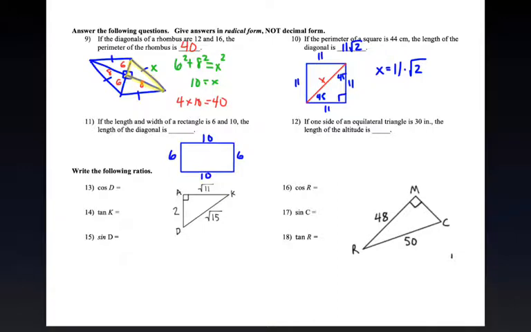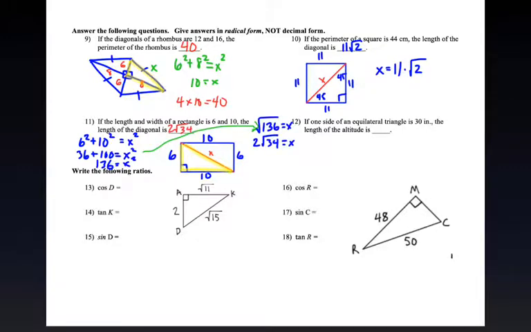The length and width of a rectangle are 6 and 10. Then the length of the diagonal is x. Hopefully you see the right triangle here. X is the hypotenuse. 6 squared plus 10 squared equals x squared. Solve, solve, solve. We get 2 square root 34 for our answer here.